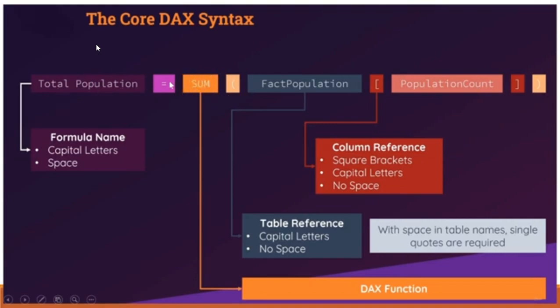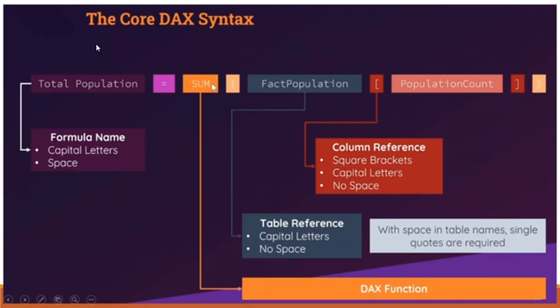Okay, after the DAX function, you specify the table reference. Okay, so basically, which table are you utilizing in your formula? Then after you specify the table, you specify the column reference, right? So on which column are you applying the formula? So here we are applying the sum function. Okay, we are applying the sum function on the column population count, which is present in the table fact population. Okay, this is how you should read the formula, right? We are applying the sum function.